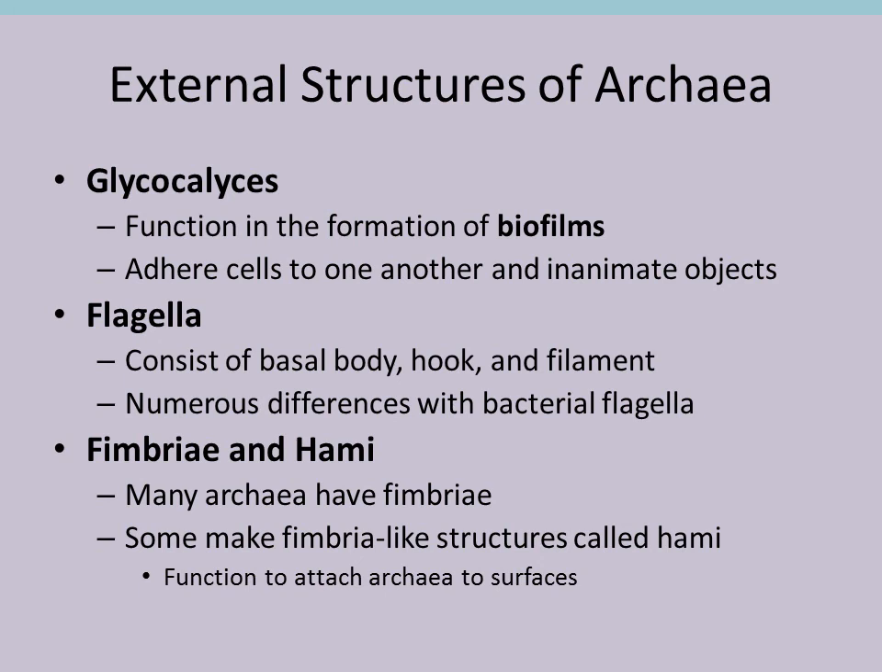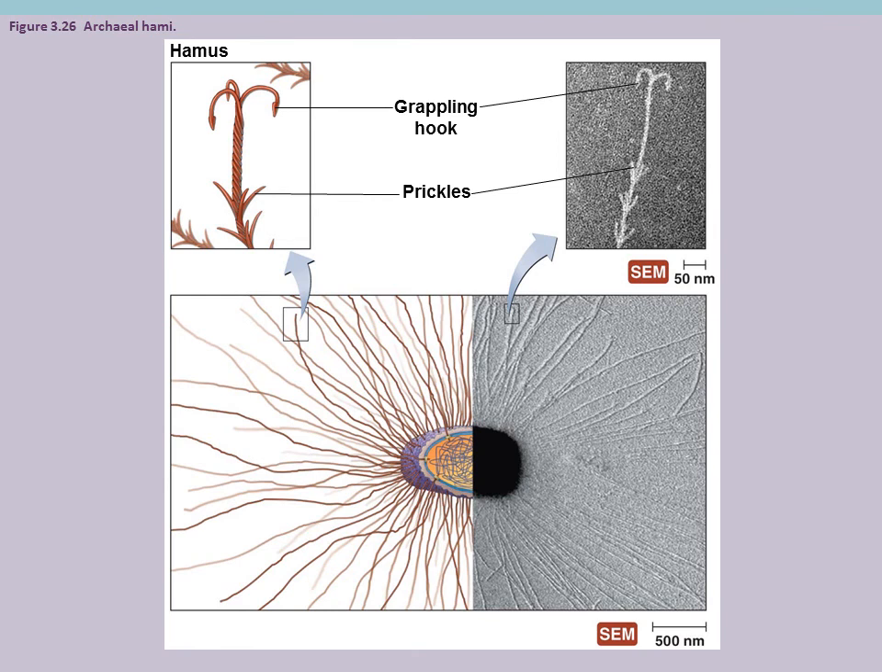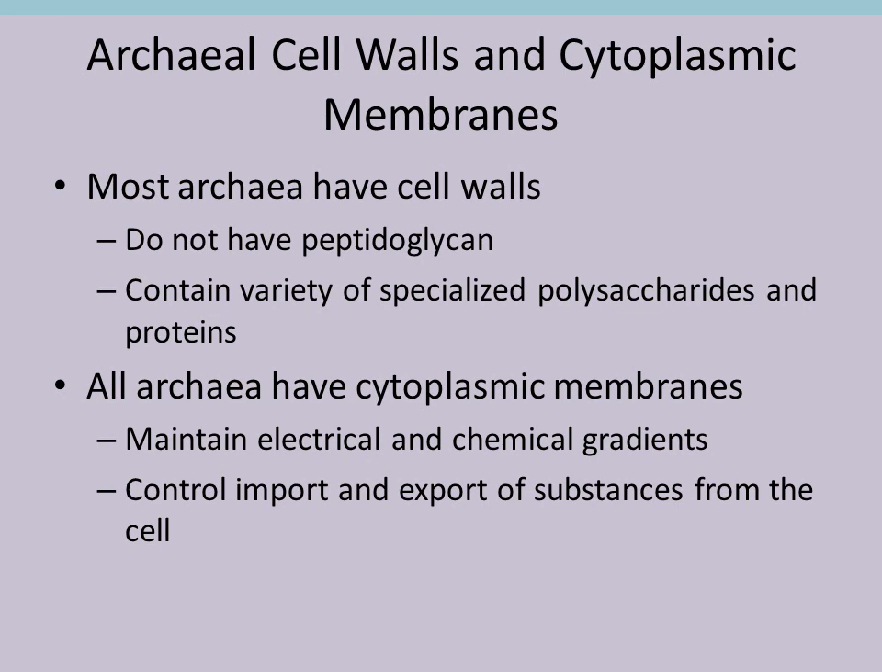They do have fimbriae, and some of them have another type of structure similar to the fimbriae that's called a hami, which looks like a fishing hook, as you can see here. Most of the archaea do have a cell wall. However, they do not have peptidoglycan in the cell wall. So that's one way you can distinguish between the archaea and the bacteria.